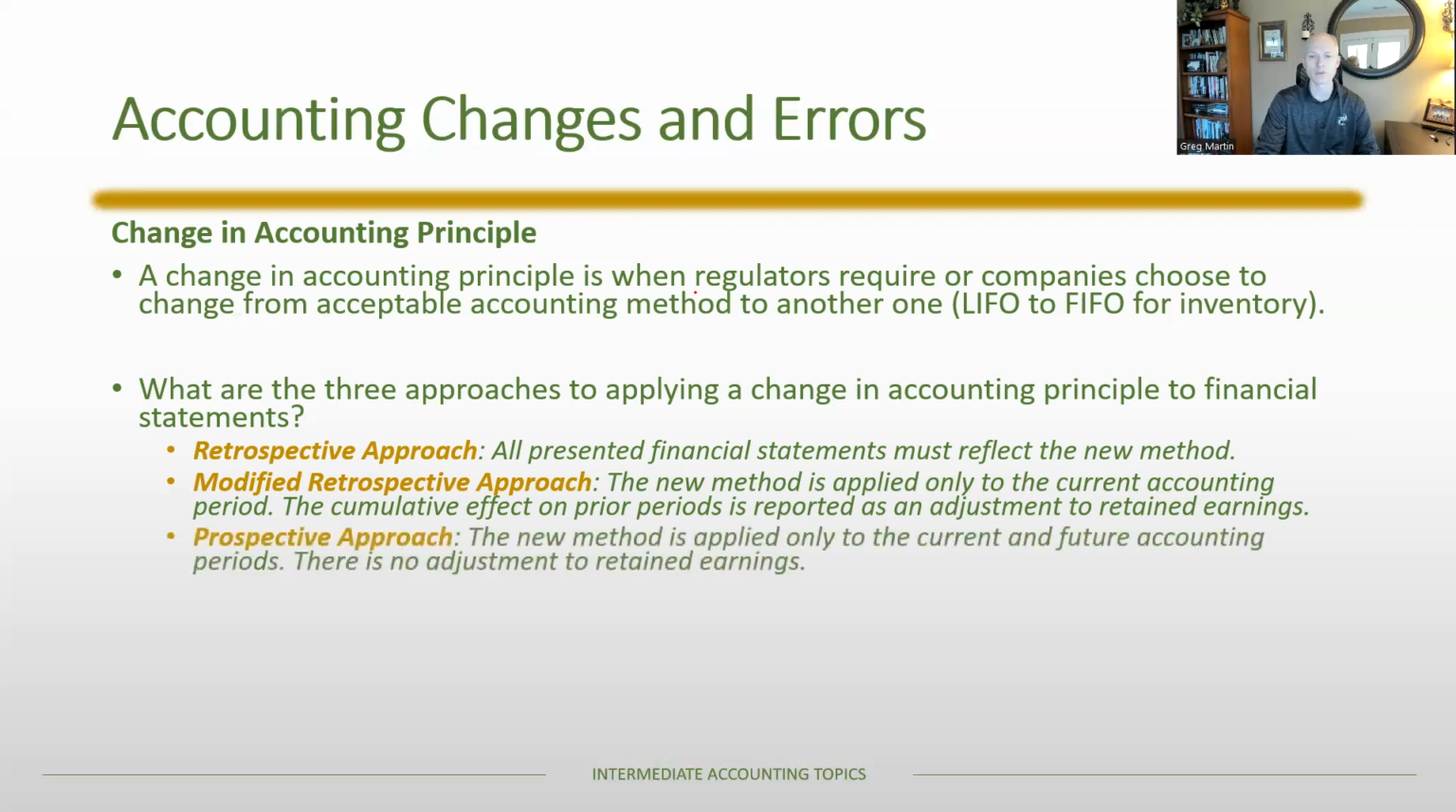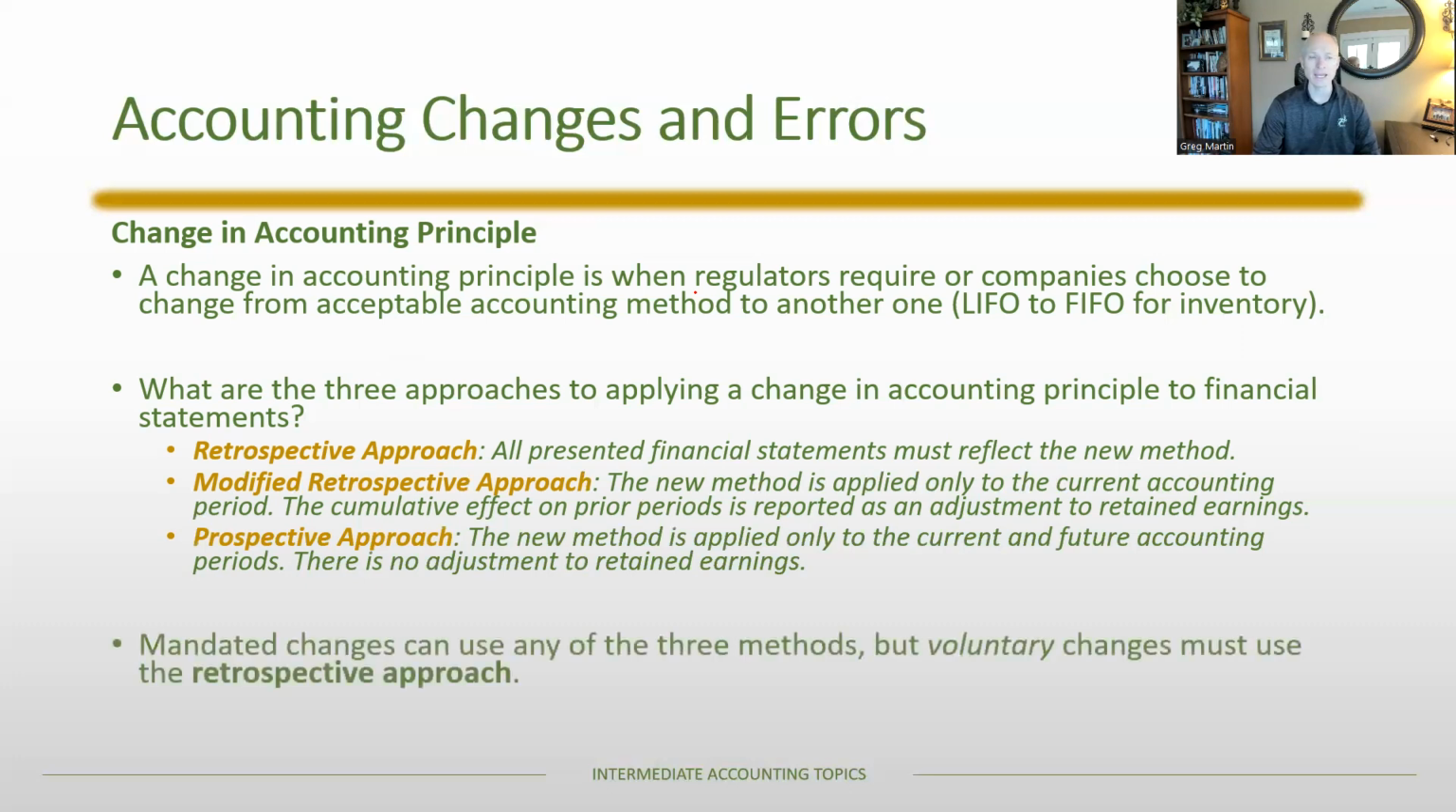And then finally, the prospective approach basically says just use the new method going forward. Don't adjust retained earnings. It is what it is. Obviously, if you calculate your ending inventory differently this year, then your cost of goods sold is going to look very different than what you did the prior year. All of that gets rolled up, and you just move forward. Don't worry about adjusting retained earnings. Don't worry about restating anything. Just use the new approach going forward.